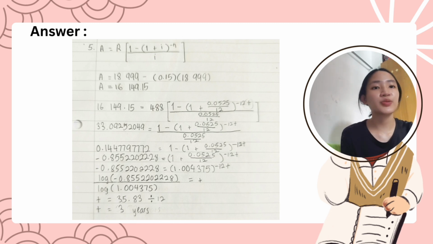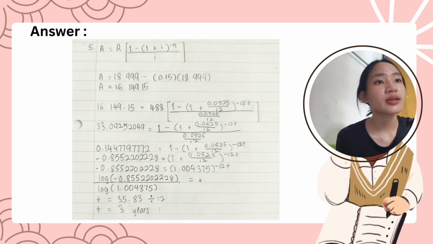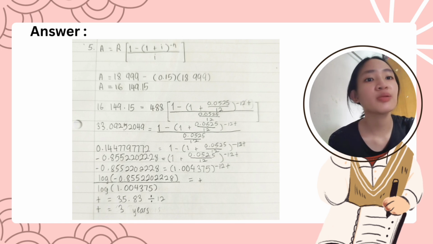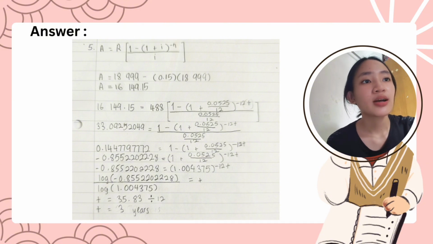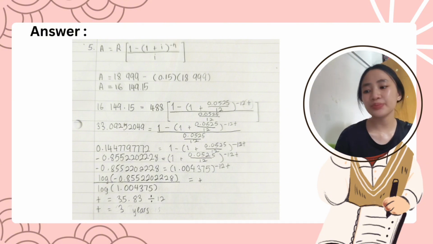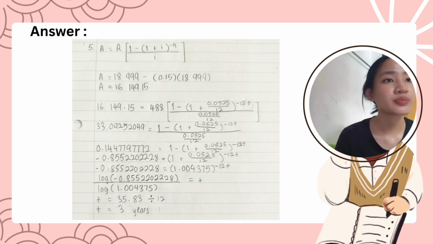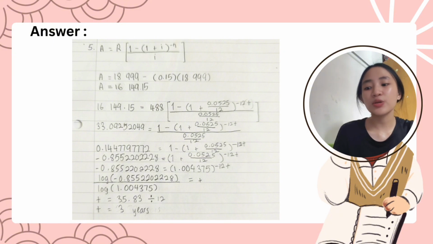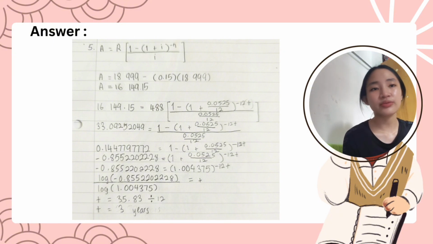So based on this question, we can say that R is Rm 488, because in the question he said he agrees to pay equal monthly installments of Rm 488 to settle the loan in full. So that is the R. And for the I, interest rate per interest period, it is 0.0525 divided with 12. That is the I.